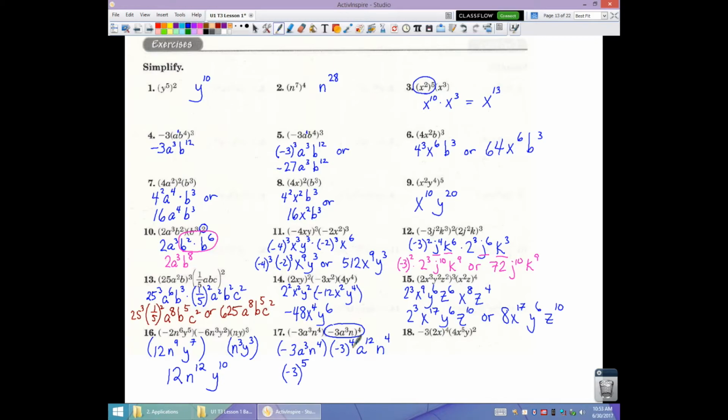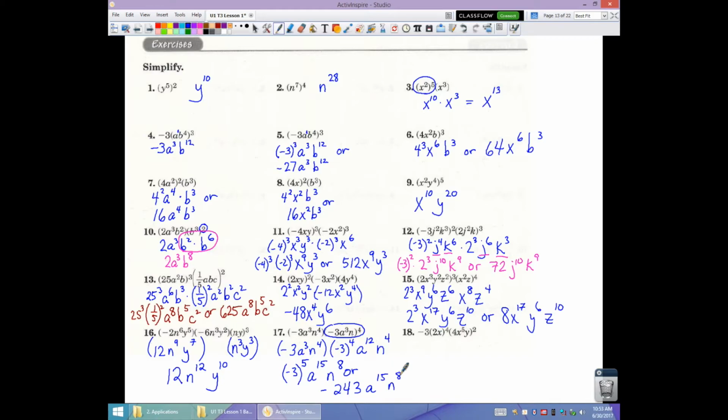This is 1 plus these 4 makes 5. A to the 3rd times a to the 12th becomes a to the 15th. N to the 4th times n to the 4th, n to the 8th. Now negative 3 to the 5th power is actually negative 243. So that's another way that you could possibly write that simplified expression.